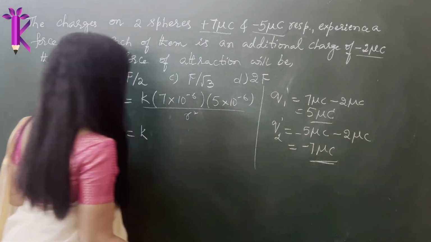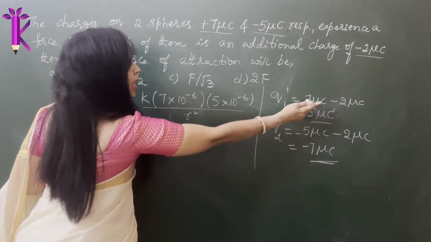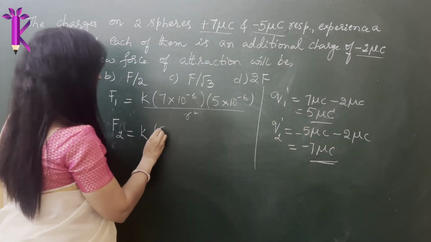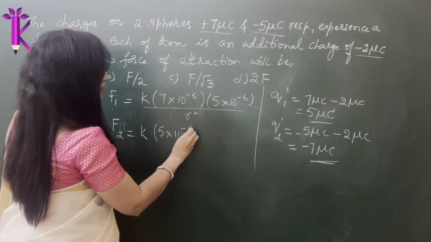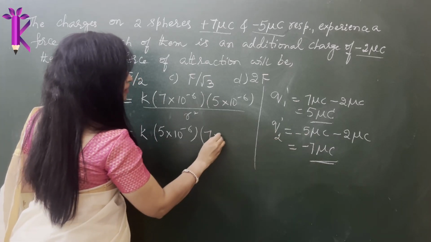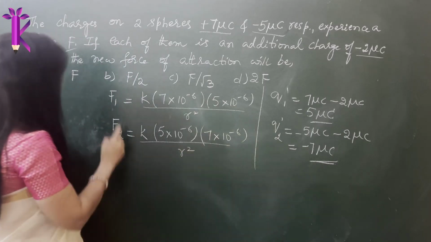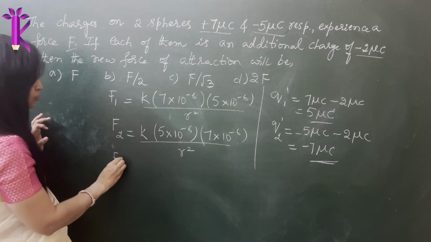So let's substitute it here. Your initial for the first, where you add minus 2 to 7, it will become 5. So 5 into 10 to the power of minus 6 multiplied by, this becomes minus 7, so 7 into 10 to the power of minus 6, whole divided by R square. So what will be the new force? The new force is going to be the same.